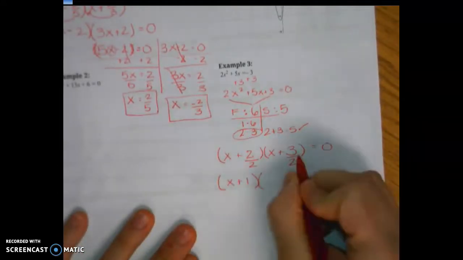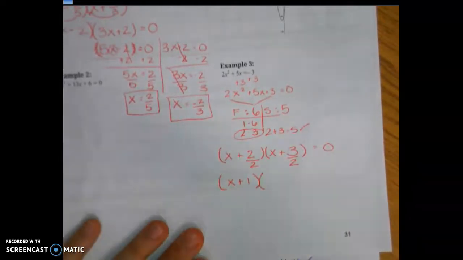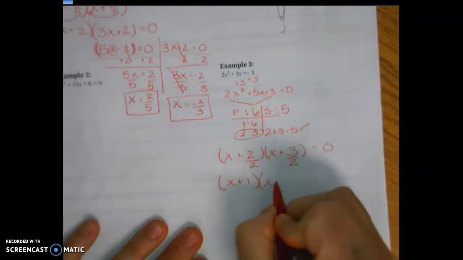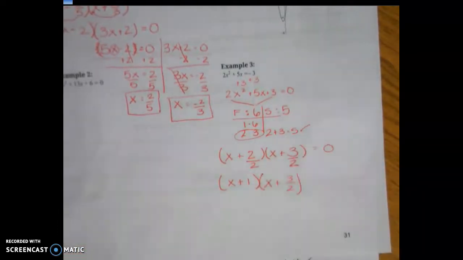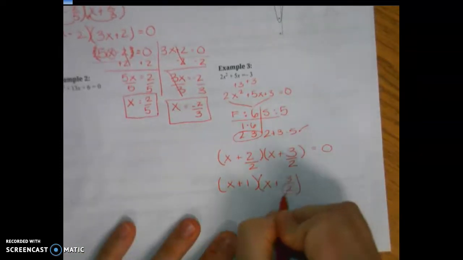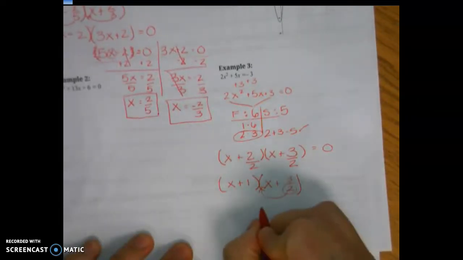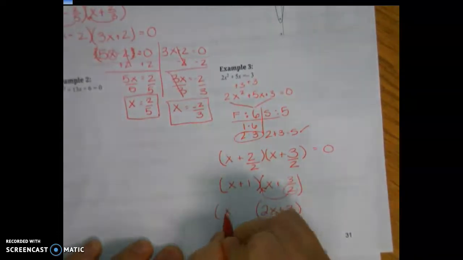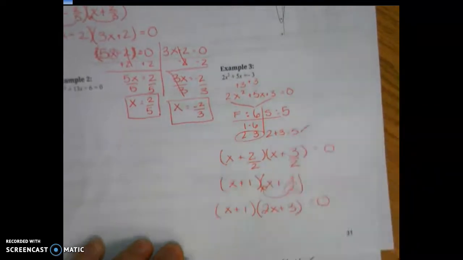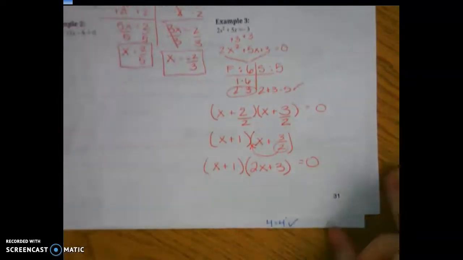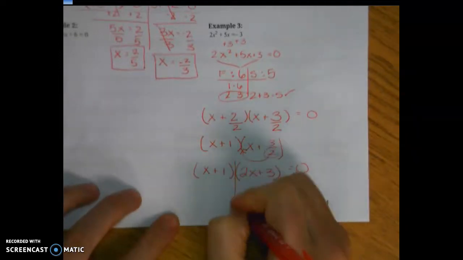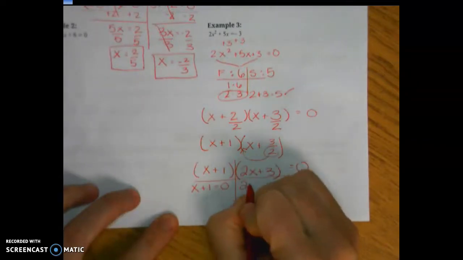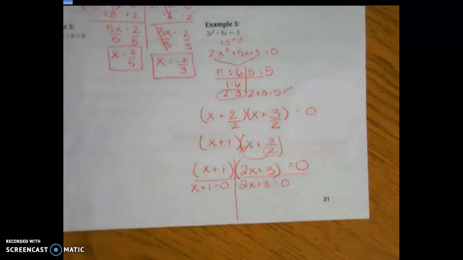And then this binomial, if you do 3 divided by 2, you're going to get a decimal. So I'm going to leave it as the fraction 3 over 2. Okay, we don't like fractions, so we're going to bottoms up, take this number and put it over here. So this becomes 2x plus 3. And I'll bring down this factor, x plus 1. Okay. So now I'm going to take both of these factors and set them equal to 0. I have x plus 1 equals 0, and then I have 2x plus 3 is equal to 0.